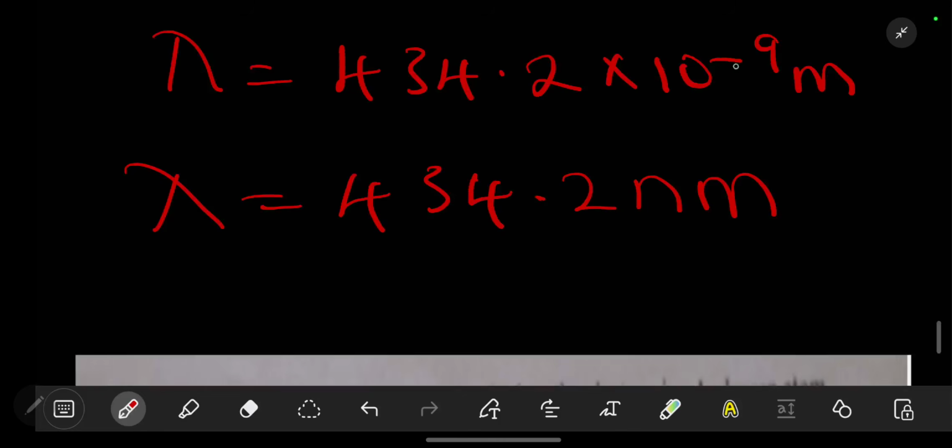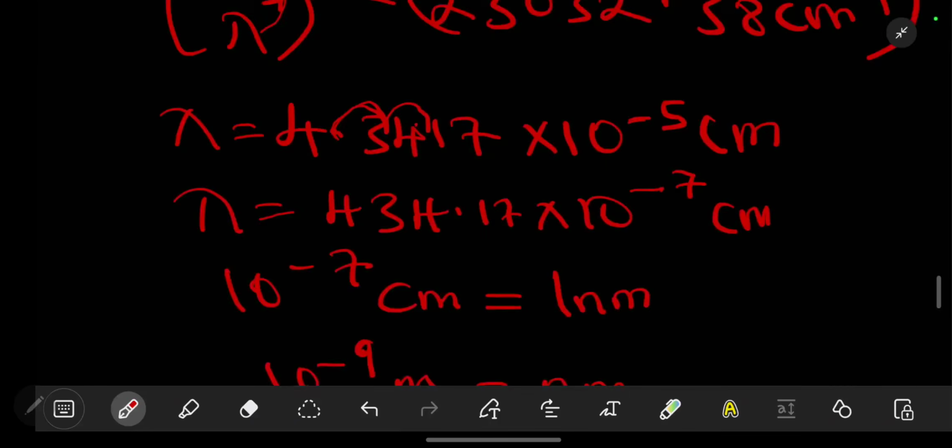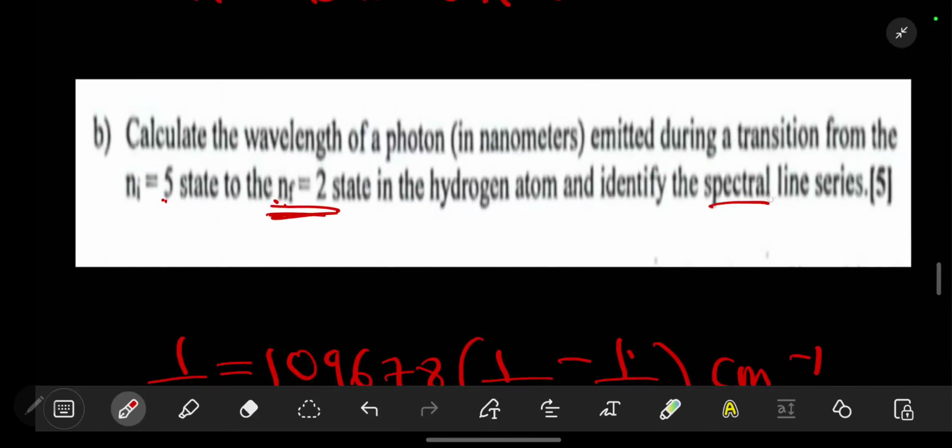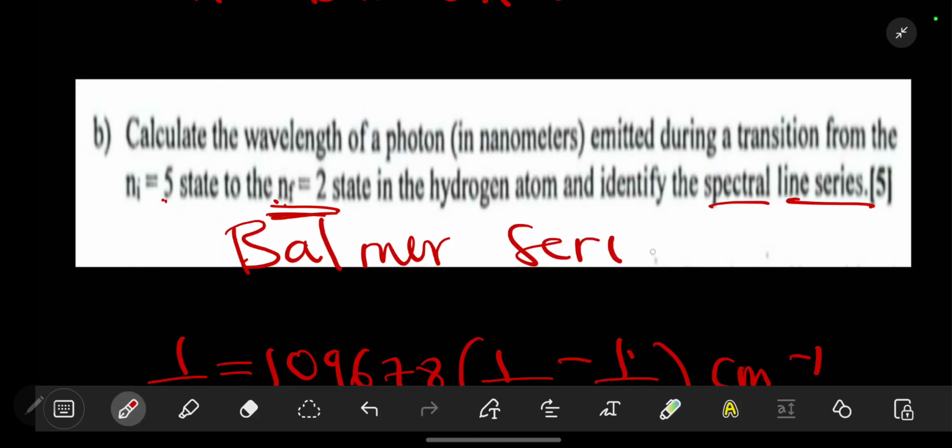Let's look at this other one. Let's just finish the last part, which was to identify the spectral line series. This one is the Balmer series. Remember, we are looking at number 2. As long as there is a drop to number 2, that's the Balmer series. Number 1, Lyman series. Number 3. So what did we say? We said Lyman, Balmer, Paschen.